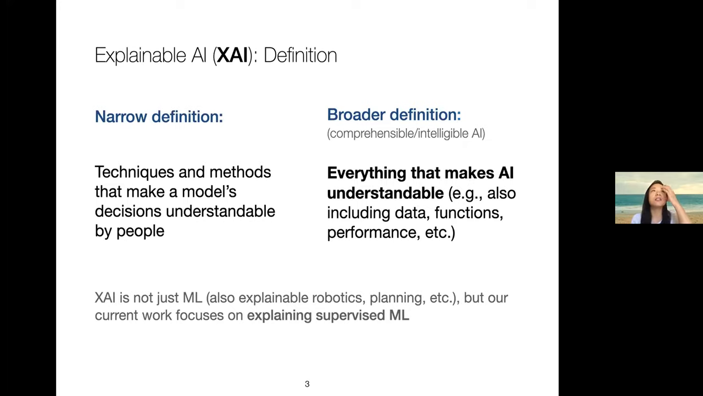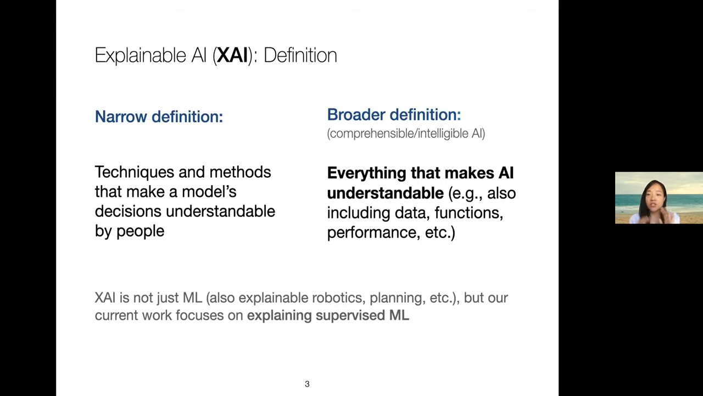So what is explainable AI? I think there are two definitions going around. AI researchers often adopt the relatively narrower definition: techniques that make an AI model's decision understandable by people. So the key word here is the decision process. But if you talk to practitioners, this word is often used more liberally. To have a holistic understanding, users might also be interested in explanations about the data, system function, and performance.